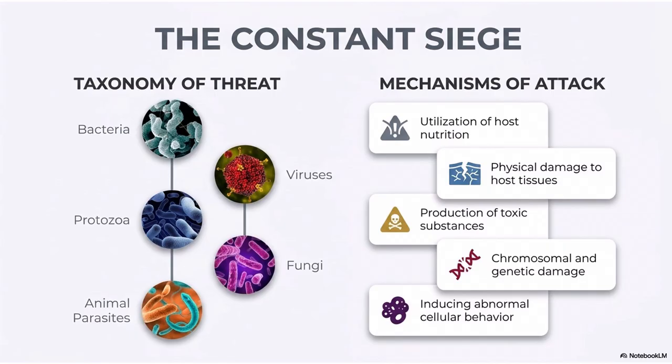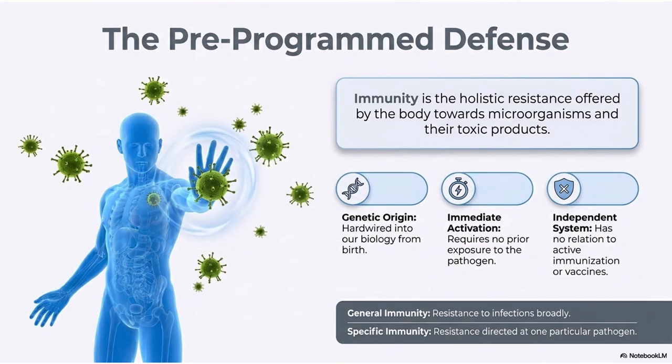So what all affects us? Basically it can be bacteria, virus, protozoa, fungi or parasites. Now what is the basic purpose of all these things? They want to utilize the host nutrition. They might damage the host tissues, produce some toxic substances. Some of them, like viruses, can even cause some chromosomal and genetic damage, and the cell structure and behavior changes with infection. So the body has a particular defense mechanism against their invasion.